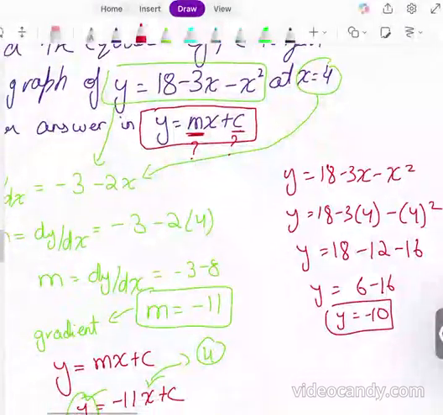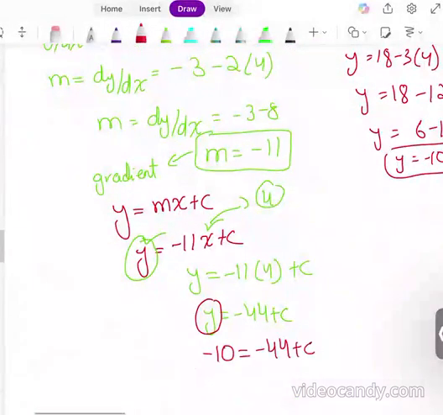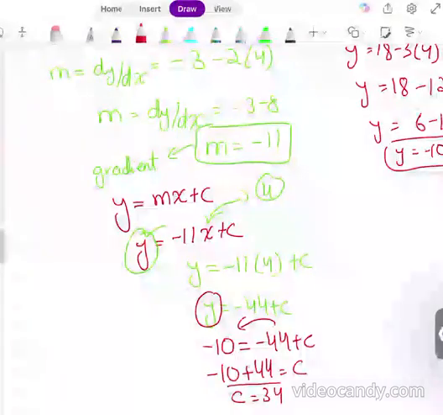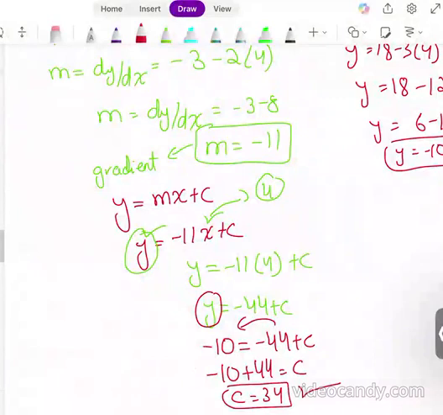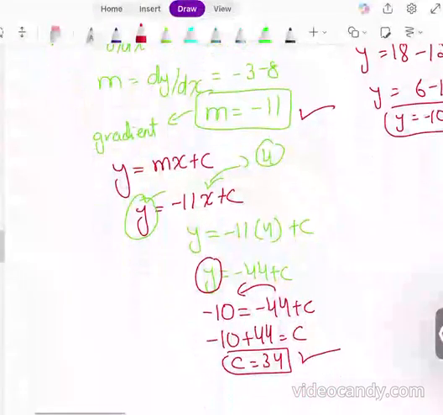So now I will put minus 10 here. Minus 10 equals minus 44 plus c. Minus 44 will go to the other side and will become positive 44. So the value of c is 34. So we got the two values that are required in this question. We got m, that is the gradient, minus 11, and we got c, that is 34.